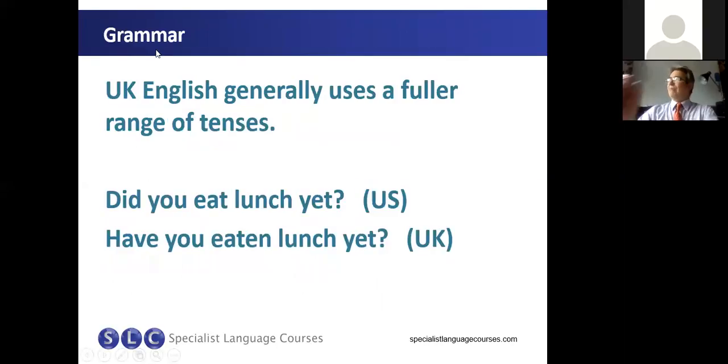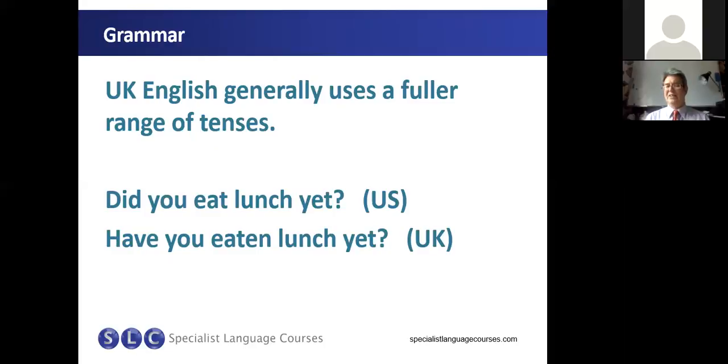So let's look at grammar. Grammar too has differences. UK English generally uses a fuller range of tenses for everyday speaking. Obviously, there's formal English and informal English. I would suggest US English is slightly less formal on a day-to-day conversational basis. But let's just compare these. Did you eat lunch yet? It's a perfectly acceptable question.